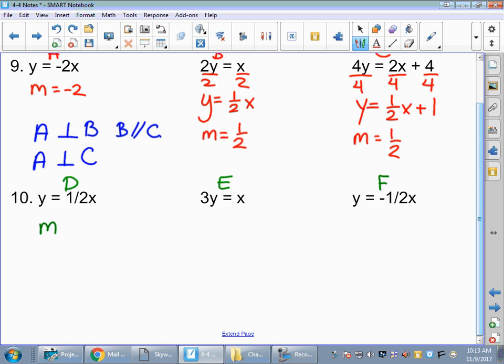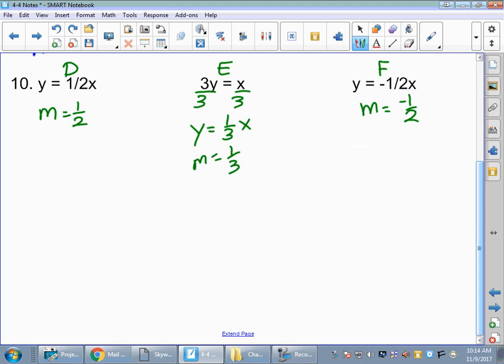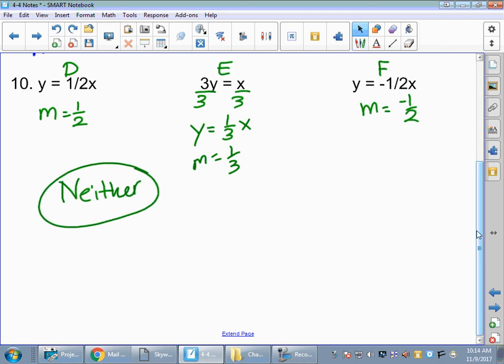Equation D has a slope of 1/2. For equation E, I got to divide by 3, y equals 1/3 x, slope of 1/3. So there's nothing there. And F has a slope of -1/2. Since D has a slope of +1/2 and F has a slope of -1/2, they don't have anything in common. None of these are the same or negative reciprocals. So all of them are neither, right? There's absolutely no relationship for parallel or perpendicular.